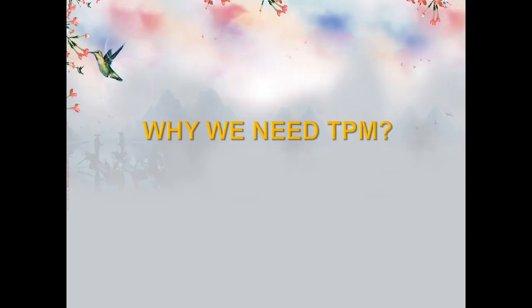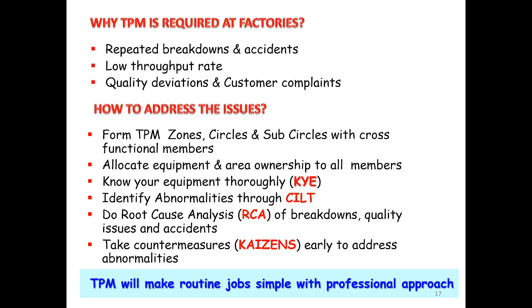Why do we need TPM in our company? Because you may be facing the following problems in your factory. Examples are repeated breakdowns and accidents, low throughput rate, quality deviation and customer complaints. Then how to solve them? The only solution to overcome all these problems is that you must simply adopt and practice TPM in your company. Let us see how to address this issue.